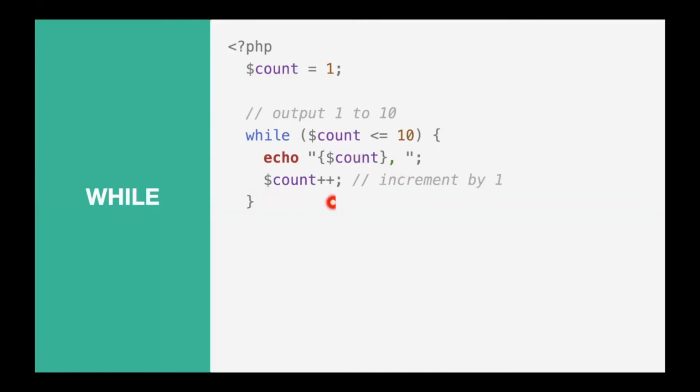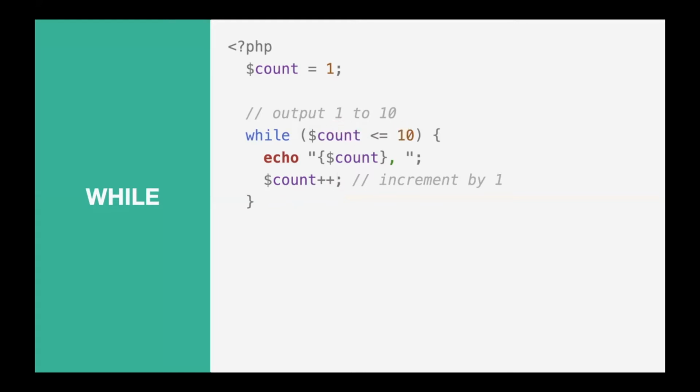And then this is vital. We are incrementing count here. So we're increasing the value of count by 1. So we're using that count plus plus. If you remember from JavaScript, we use plus plus to increment a number by 1. It works the same way in PHP as well. So this will essentially output the numbers 1 through 10.